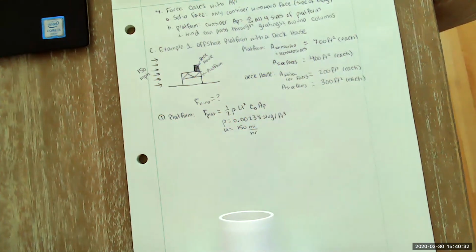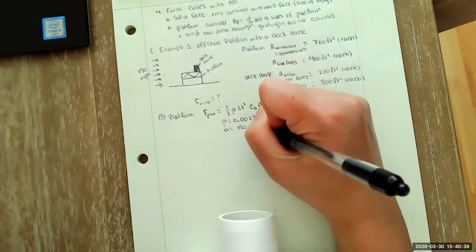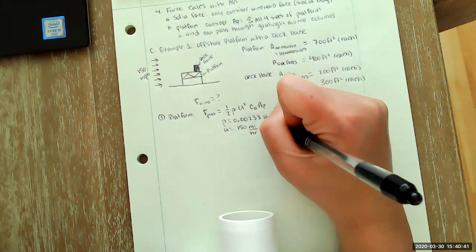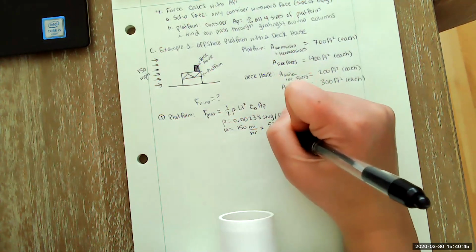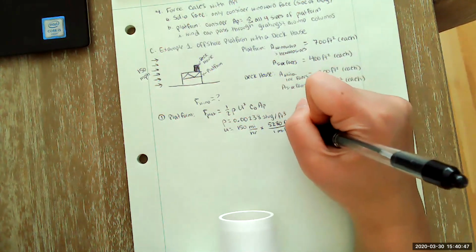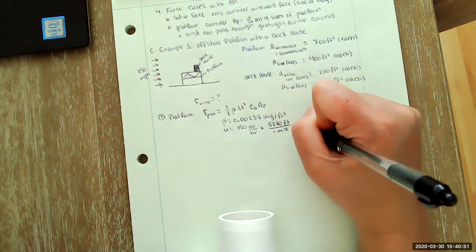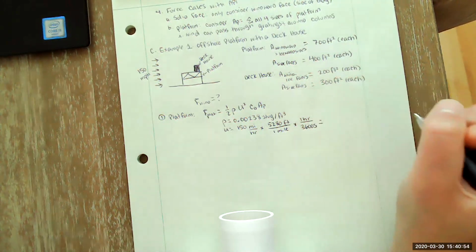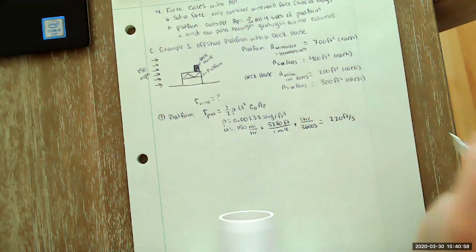Be really careful with units here. To make this dimensionally consistent, we need U to be in feet per second. So I'm going to multiply this times 5,280 feet in 1 mile, and then also times 1 hour is 3,600 seconds. And so this will come out to be 220 feet per second.